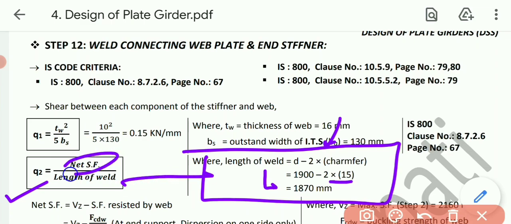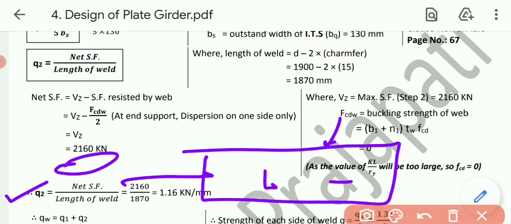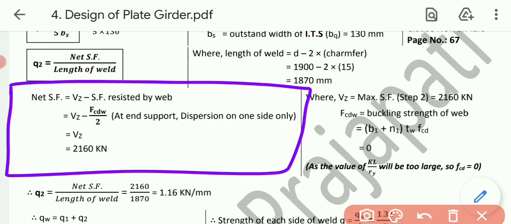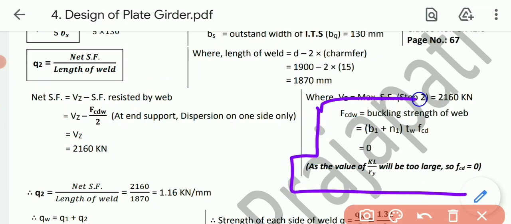Now we need to calculate net SF. To calculate net SF, the formula stands for, like we discussed in the previous plate girder also, Vz minus SF resisted by web. Now Vz, we already have the value from step number 2. SF resisted by web is always FCDW minus 2. At the end, dispersion occurs only on one side, so it will be divided by 2. For FCDW, over here we can see the buckling resistance of the web. For that, the formula is on page number 67, V1 plus N1 into TW into FCD.